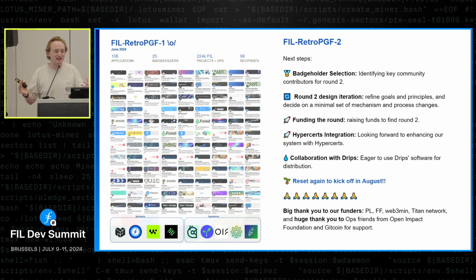Okay, so that's everything for FIL-RetroPGF-1 to FIL-RetroPGF-2. For the second round, we're trying to do it every 6 months. We'd like to kick it off at the end of August, but there's a whole bunch of stuff that has to happen. We've got to have more badge holder selection. We've got to iterate on all of those design goal questions that we discussed and think about what's the minimal set of changes that we really need to make for round 2, and then quickly make it happen within the next month or 2.